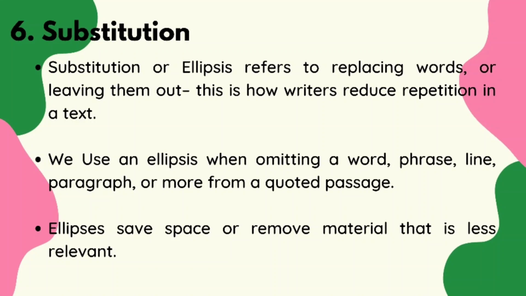Number 6, Substitution. Substitution or ellipsis refers to replacing words or leaving them out. This is how writers reduce repetition in a text. We use an ellipsis when omitting a word, phrase, line, paragraph, or more from a quoted passage. Ellipses save space or remove material that is less relevant.